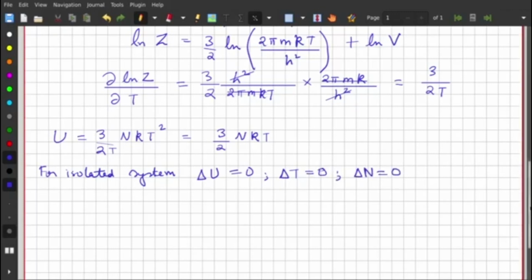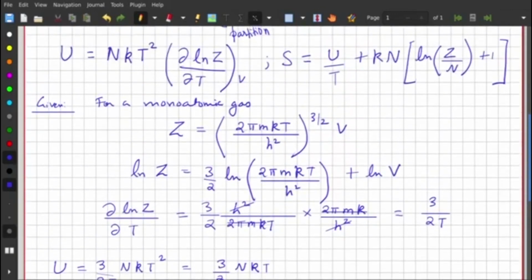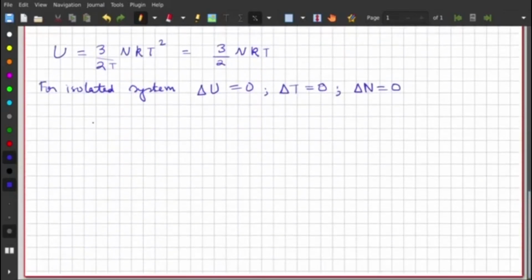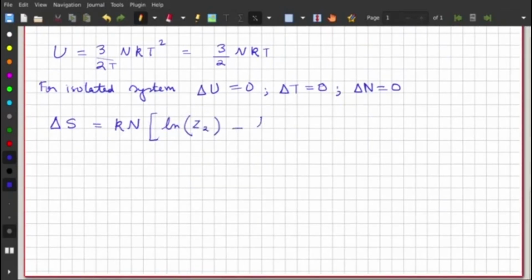Okay, so therefore the entropy change, if you see using this equation: if U doesn't change, T doesn't change, k is the Boltzmann constant, N doesn't change. The only way the entropy can change is when the partition function itself changes. So therefore delta S, the change in entropy, becomes kN (log Z2 minus log Z1). That's the change in entropy in terms of the partition function.